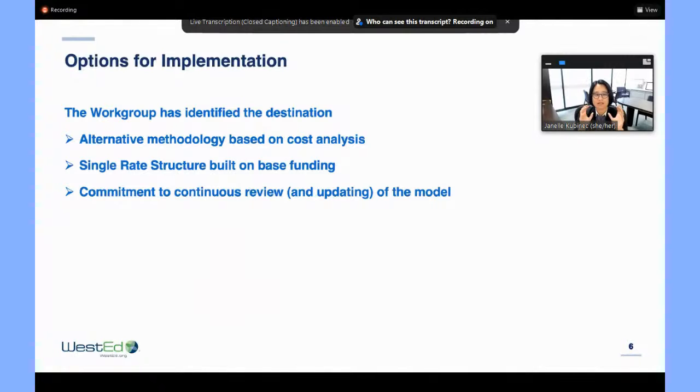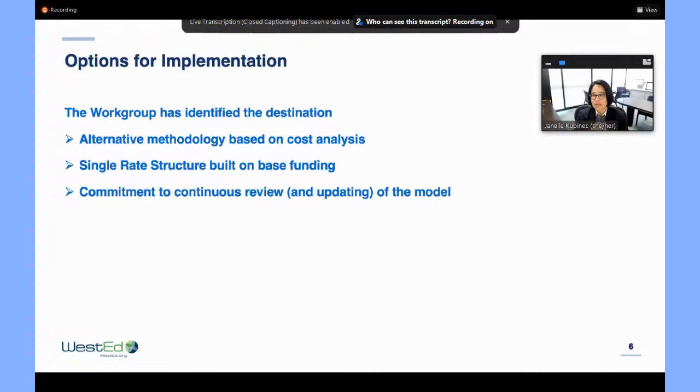So first part of this is destination. Let's commit to something that includes this alternative methodology because it allows for looking at cost analysis. Let's build a single rate structure based on a base funding. So this again is something we've spent many meetings around. What constitutes the base? How do we look at that base? Then what are the various things that may adjust and help us construct for a single rate structure?